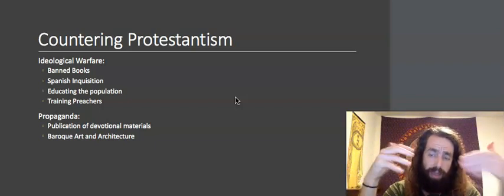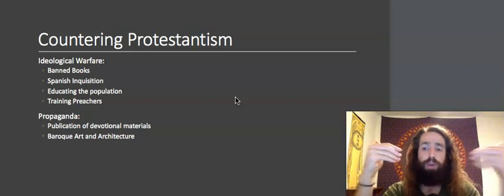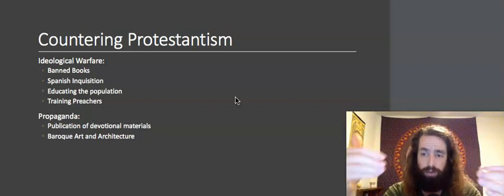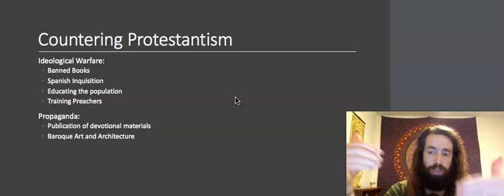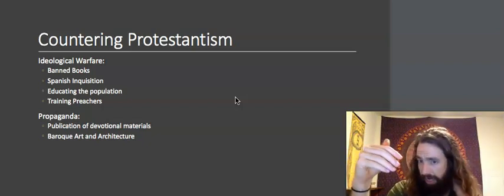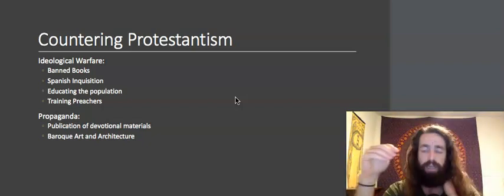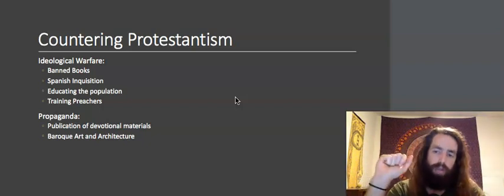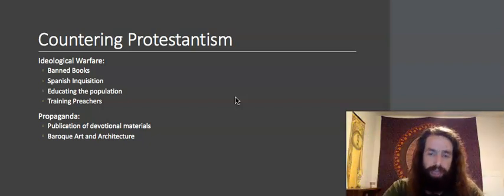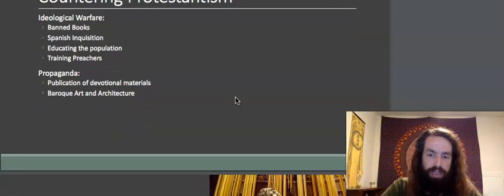And the emphasis here is on producing an emotional response among the people who are viewing this art, who are entering these churches, to give them that goosebumpy feeling of the divine when you enter these rooms or experience these paintings. So here are a couple examples.